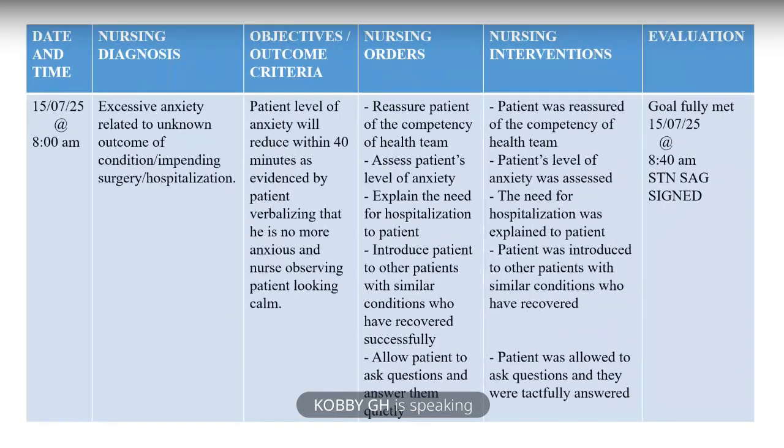Now, for anxiety, this is how you write the current NANDA. This is the diagnosis for anxiety. Excessive anxiety is no more anxiety. In the current NANDA, please, it's no more anxiety. It's excessive anxiety. Please remember, in the current NANDA, we don't have anxiety. It's excessive anxiety related to unknown outcome of condition. Okay, excessive anxiety related to unknown outcome of condition.